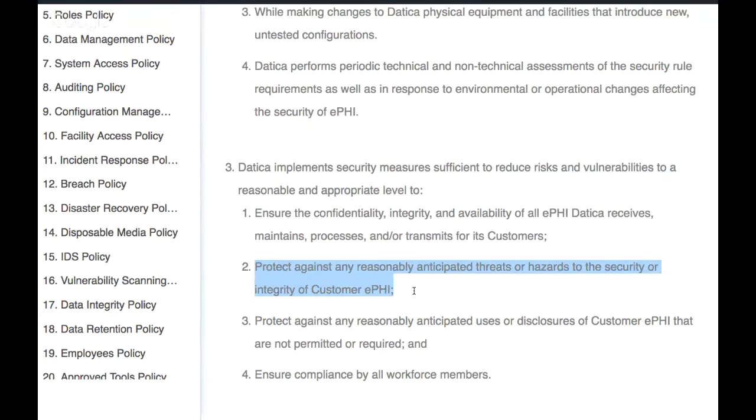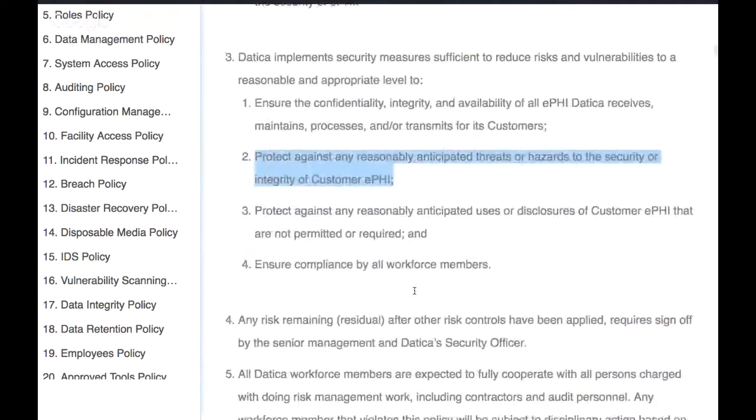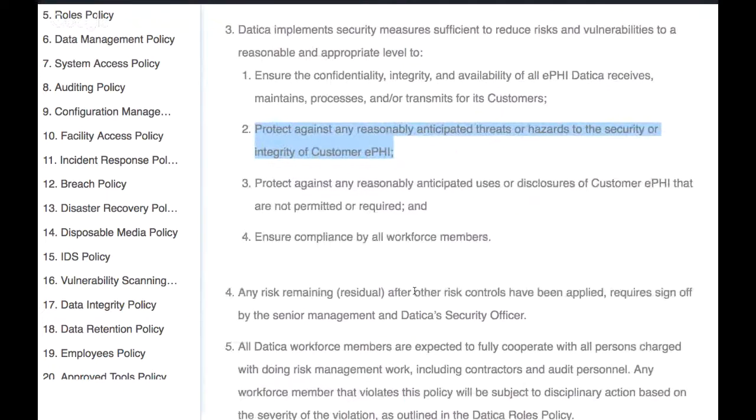Protect against any reasonably anticipated threats or hazards to the security or integrity of customer EPHI. Protect against any reasonably anticipated uses or disclosures of customer EPHI that are not permitted or required, and ensure compliance by all workforce members.